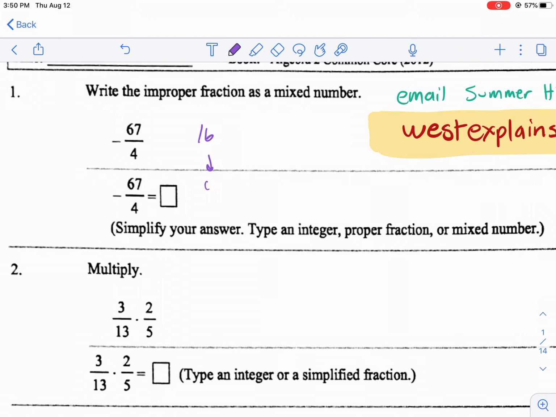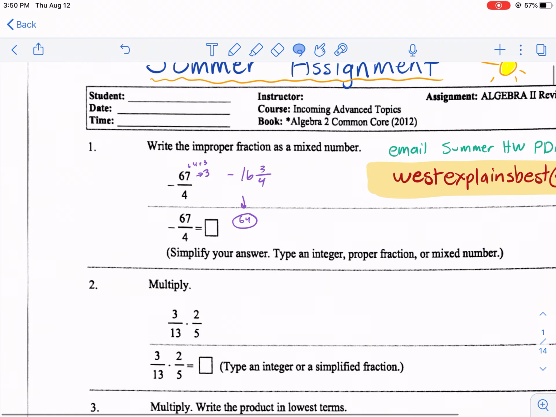And again, that's 64. That's missing 3. Okay, 64 plus 3 would take me to 67. So I know it's going to be 3 fourths, and that's negative. So now it's a mixed number. And there we go.